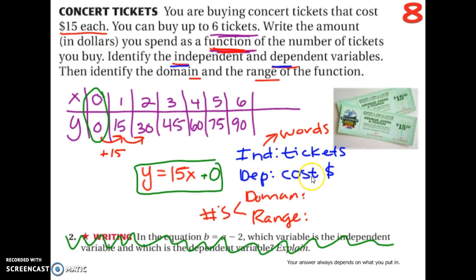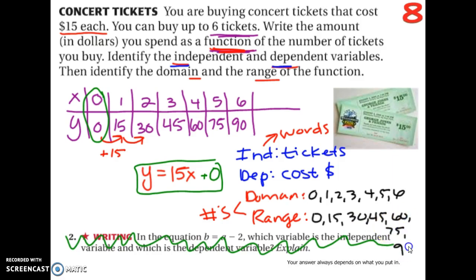So our domain, what we plugged in, 0, 1, 2, 3, 4, 5, and 6. And our range, what we got out, 0, 15, 30, 45, 60, 75, and 90. That is it. We answered all parts of the question.